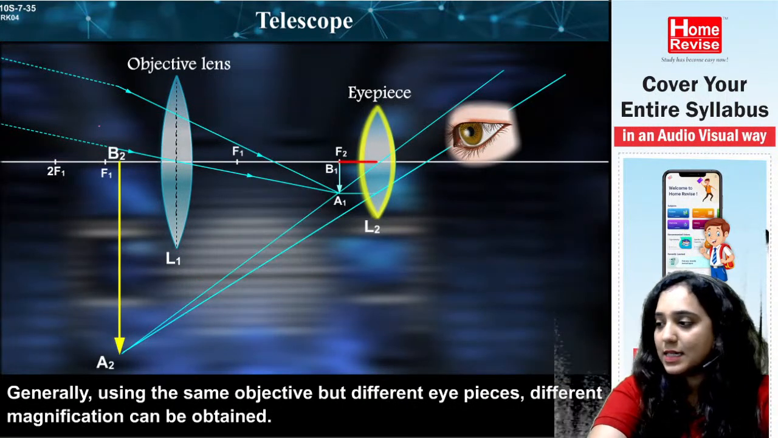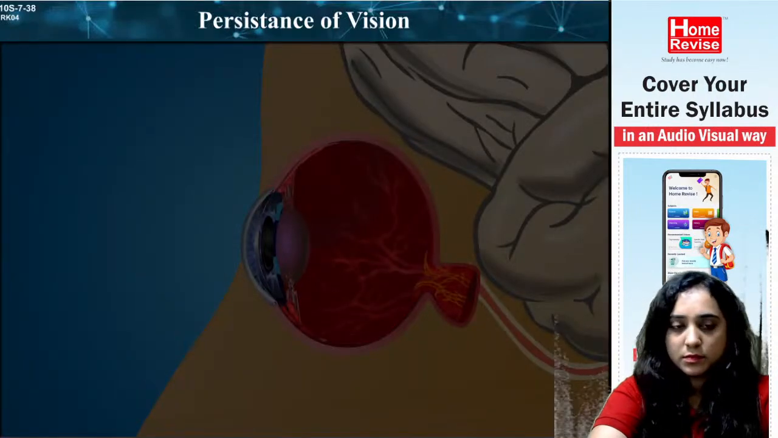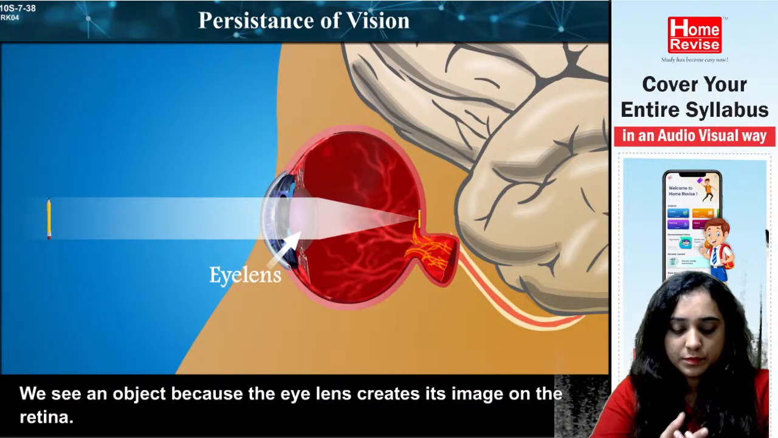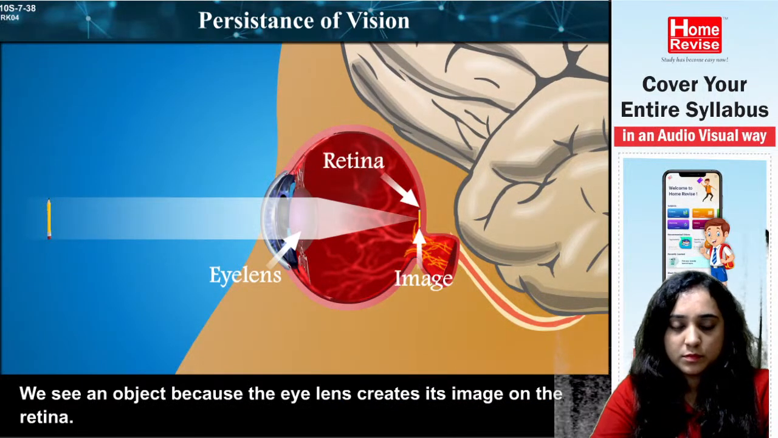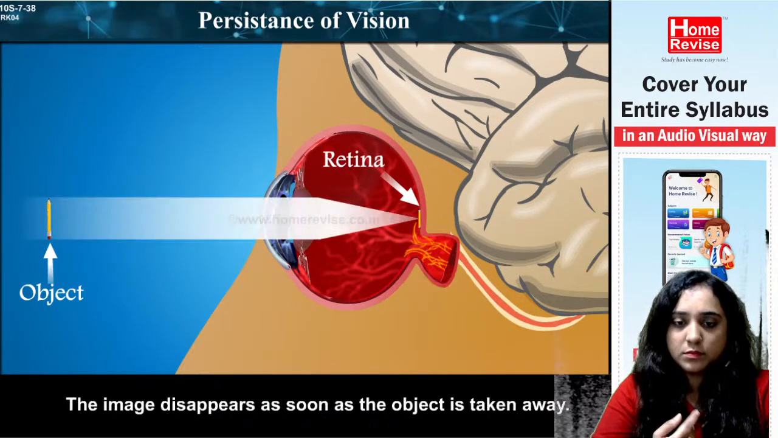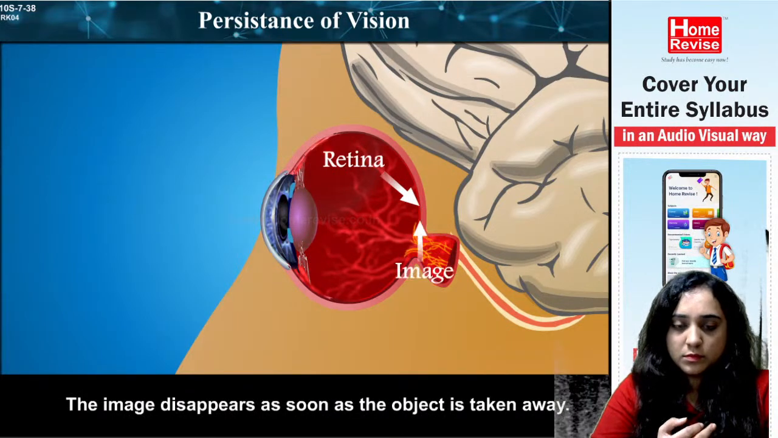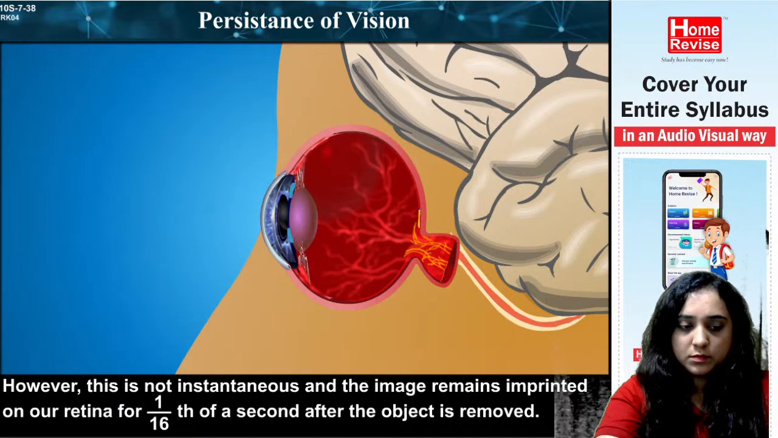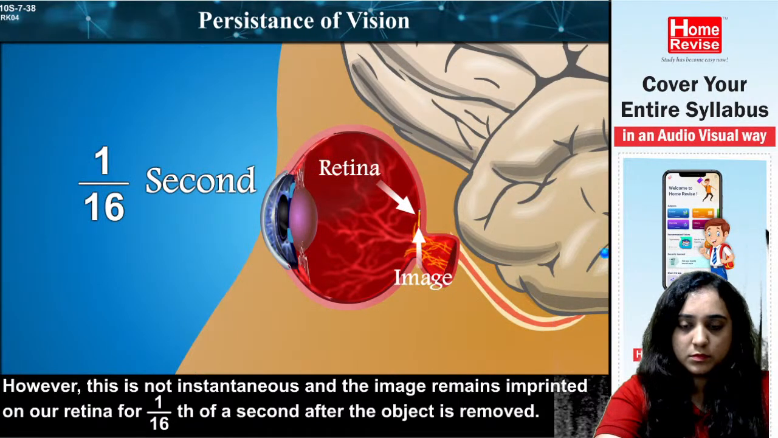Correct. Now let's understand this. Persistence of vision, which is important. The eye lens creates its image on the retina. The image is on the retina as long as the object is in front of us. The image disappears as soon as the object is taken away. However, this is not instantaneous and the image remains imprinted on our retina for 1/16th of a second after the object is removed.